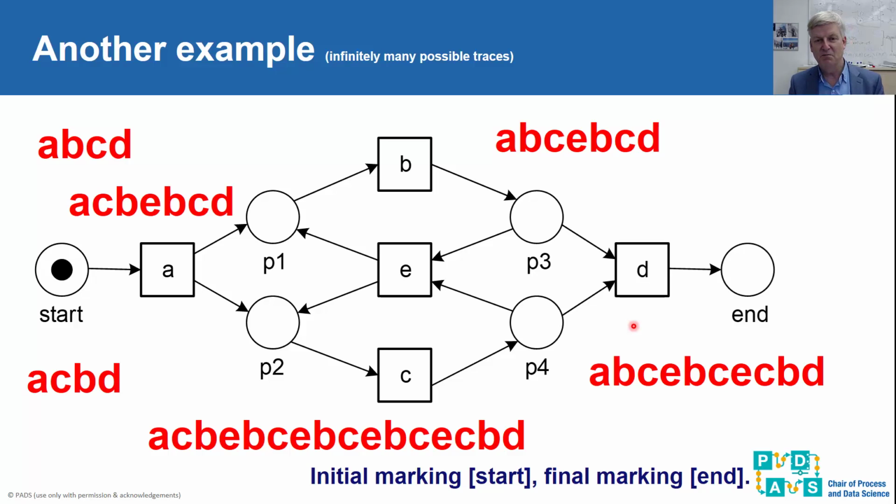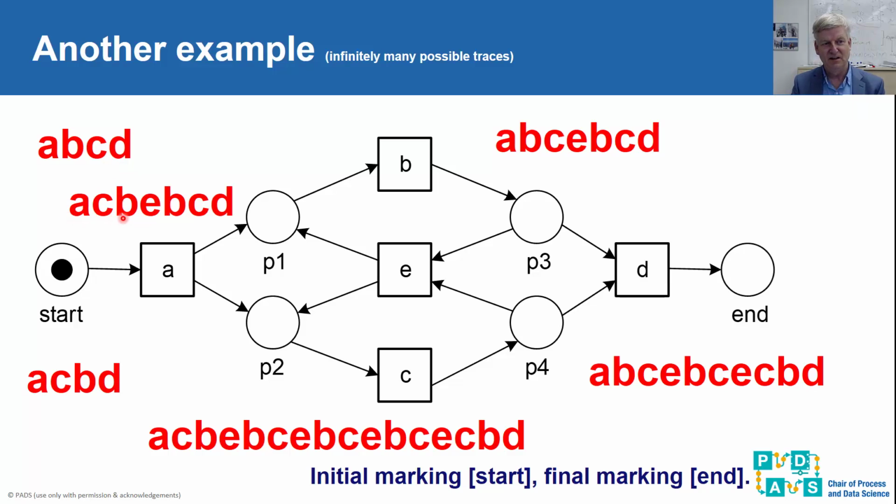Here I'm showing you a model that looks very similar, but you should note that in the middle the arcs have been reversed. So first E had P1 and P2 as input places, now E has P3 and P4 as input places. So this means that after executing B and C, we can execute E to go back. So we have a trace like in the beginning, A, B, C, D, that is still possible, but we also have a trace like this.